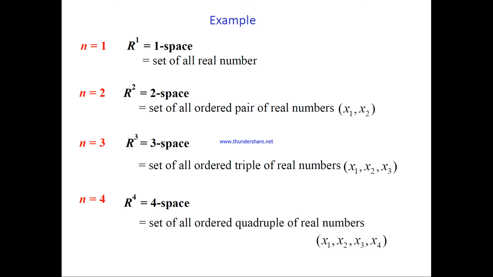When I say n equals 2, it is a 2-space. That means the set of all ordered pairs of real numbers, x1 comma x2, a pair of real numbers, only 2. When I say 3-space, it means the set of all ordered triples of real numbers, x1 comma x2 comma x3. If I say 4-space, then we go for the set of all ordered quadruples of real numbers, x1 comma x2 comma x3 comma x4. So this is how we take a space in terms of real numbers.